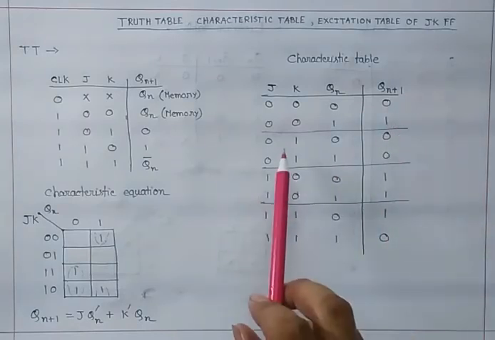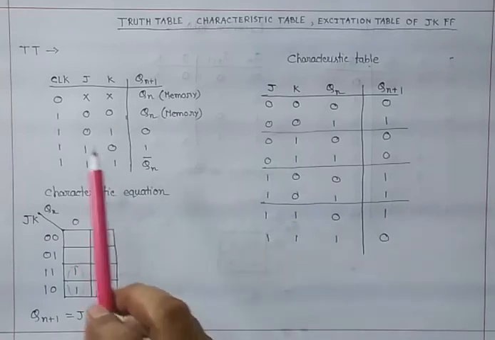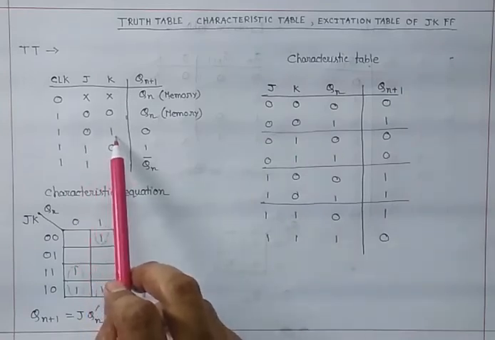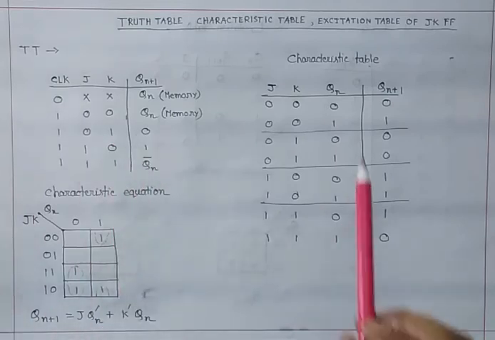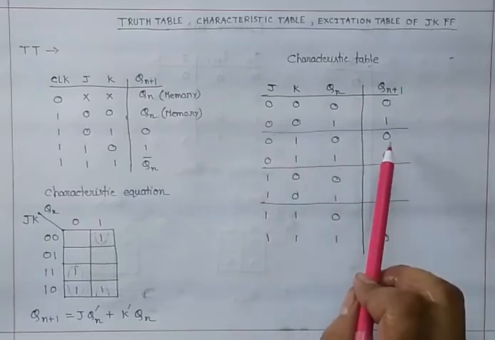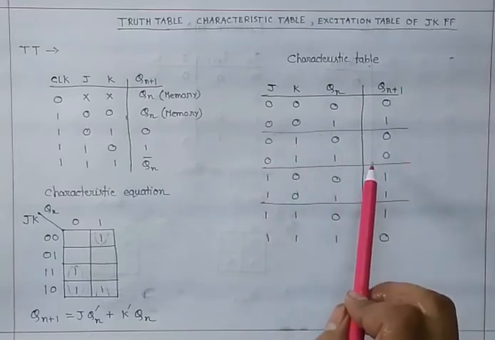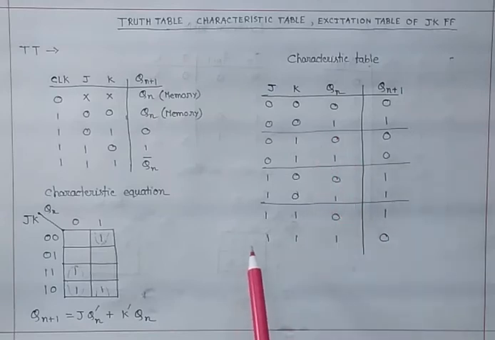Now what will happen for the input pattern 0 1? For input pattern 0 1, the output was 0. That means for input pattern 0 1, here also the output will be 0. It doesn't depend on the value of Qn.